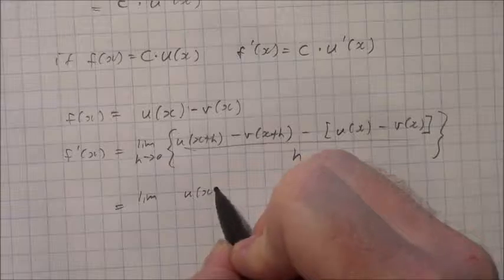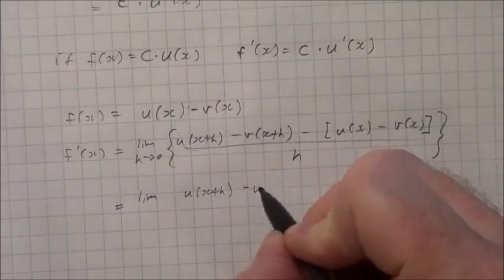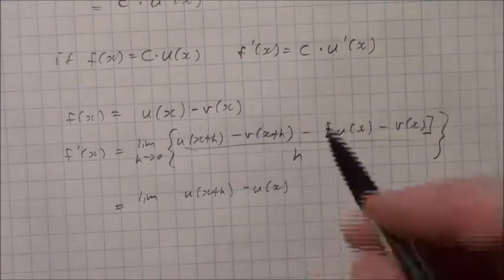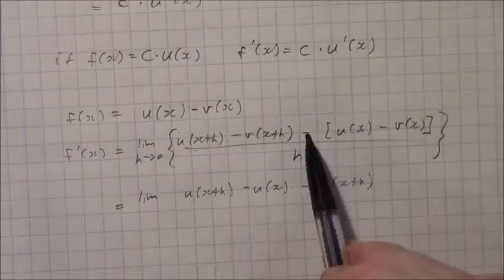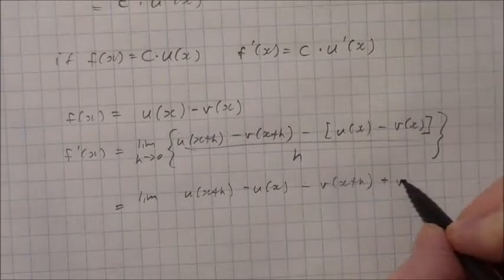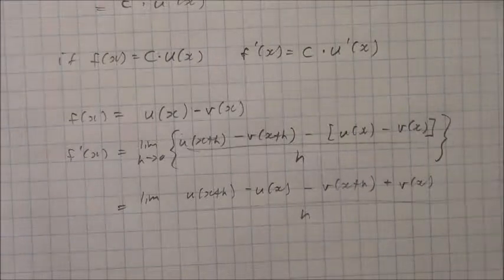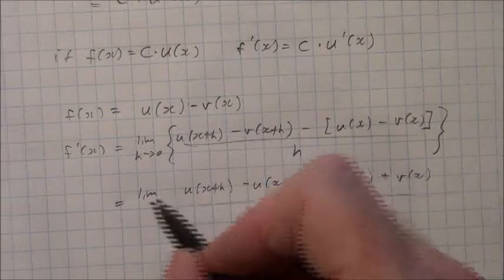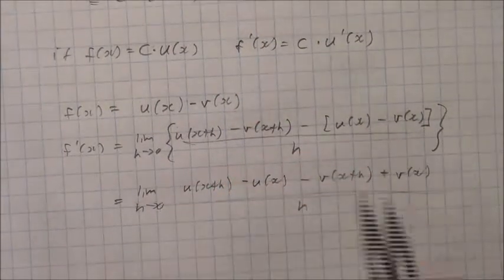So u of x plus h, and I'll bring this minus u of x to join there, and then I'll have minus v of x plus h, and I've got a minus negative here, so it's plus v of x all over h, and that's all as h approaches 0, of course, still.